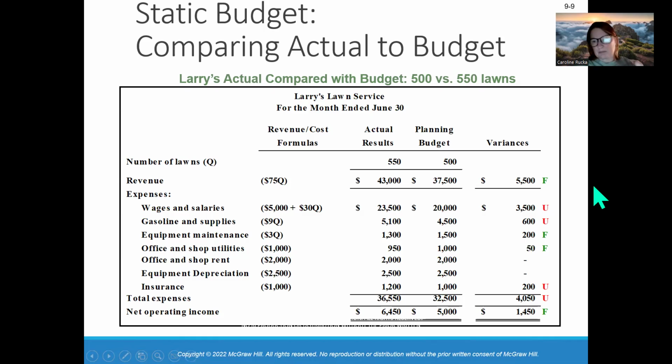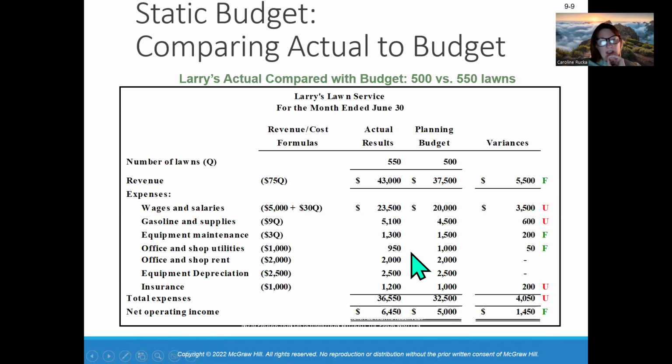Unfavorable is the opposite. Okay, so for revenue, planning budgets over here, we're expecting 37,500. Instead, we made 43,000. So that's a favorable variance. Okay, wages and salaries. We were expecting to only spend 20,000. We spent 23,500. Unfavorable. We spent more than we thought we would. Unfavorable variance in gasoline and supplies. Okay. We had a favorable variance in equipment maintenance. So even though we mowed more lawns, we did less in maintenance than we anticipated.